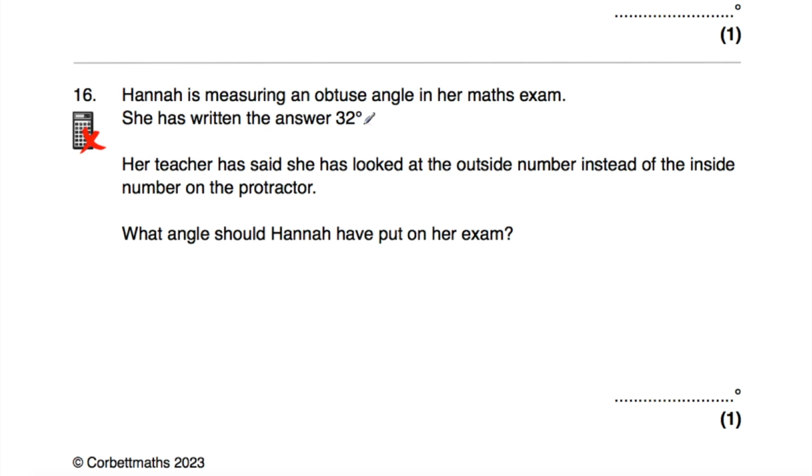Now if you have a look at your 180 degree protractor, the inside angle and the outside angle will always add together to be 180 degrees. You're going to have 0 and 180 degrees beside each other there. You're then going to have 10 and 170 degrees and so on. So if she's got 32 degrees, well, 32 degrees and the correct answer will add together to be 180 degrees. So let's take 180 degrees and take away 32 and see what we get. 180 take away 30 is 150. Take away another 2 would be 148. So it's 148 degrees. So what angle should Hannah have put down on her exam? The answer is 148 degrees.